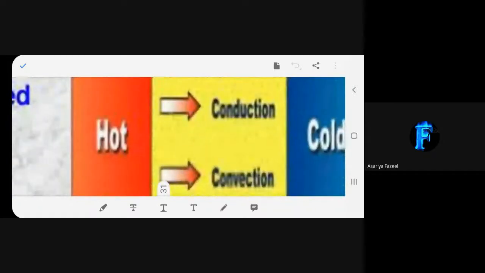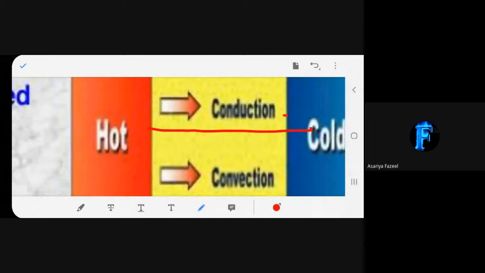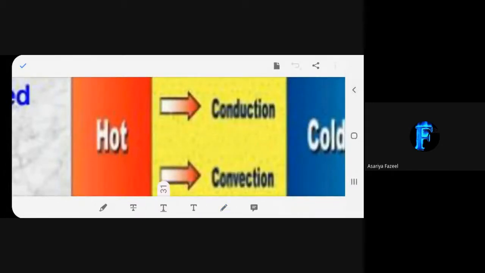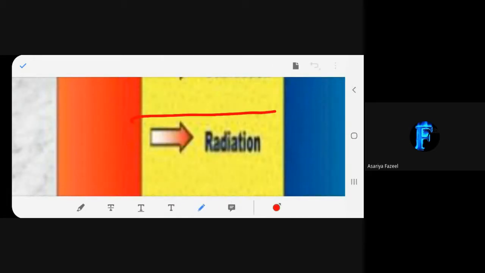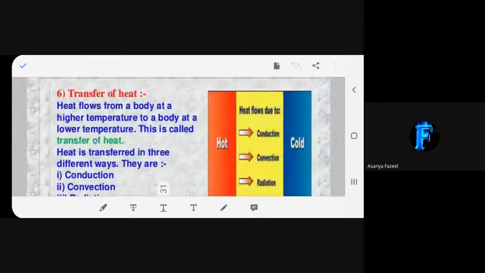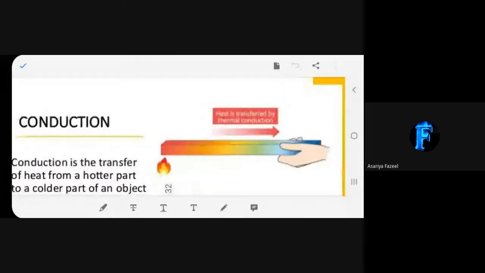This is how the heat is flowing. Conduction, hot to cold. Again convection, hot to cold. Radiation, hot to cold. Is it clear, beta? Now we see conduction. What exactly is conduction?